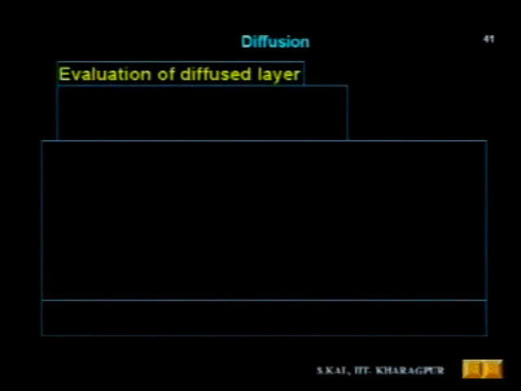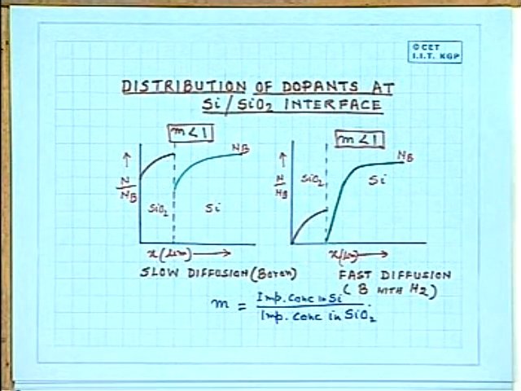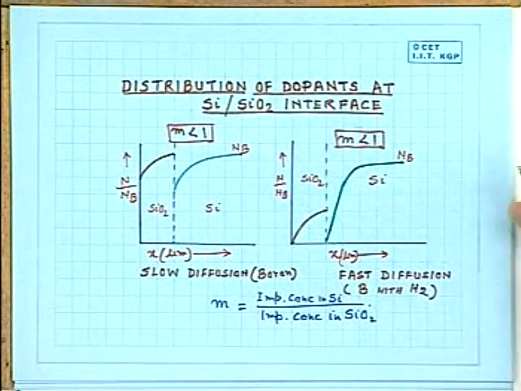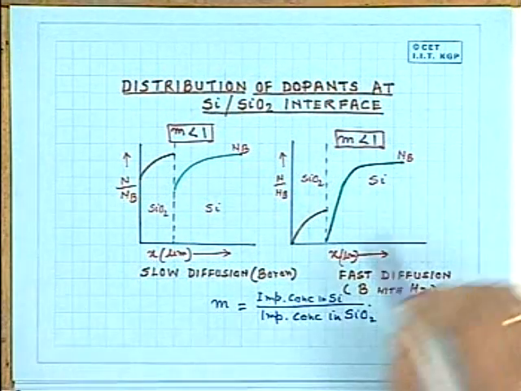Okay, let us continue our discussion on diffusion. First, we will discuss one point, which is the redistribution of dopants at the silicon dioxide interface. That is a practical problem, because during your drive-in diffusion, along with the diffusion of dopant atoms, some oxide will be formed at the silicon surface. So when silicon dioxide forms, automatically an interface will be created, which is known as the silicon dioxide interface.